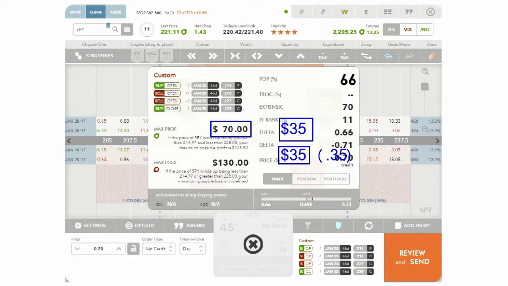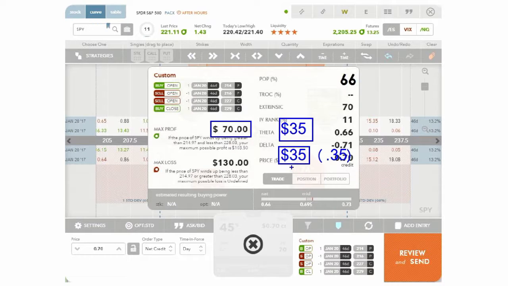So this is what managing at 50% means. If the most we can make is 70, then 50% of that is 35. That's where we're going to close this Iron Condor, because that's going to give us the best results over time. So there we go. Managing winners, successful. We're going to manage it roughly 50%, in this case 25 to 50.